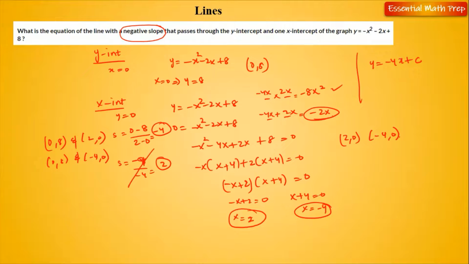And it passes through, you can pick either 0, 8 or 2, 0 to solve the problem further. So I'm just going to pick 2, 0. So 0 equals negative 8 plus c. So c equals 8. So that means the equation is y equals negative 4x plus 8. I know it's a pretty lengthy problem, but it tests a lot of your skills because we're approaching the end of the video, so I wanted to have more challenging problems. But nevertheless, it's an easier problem.